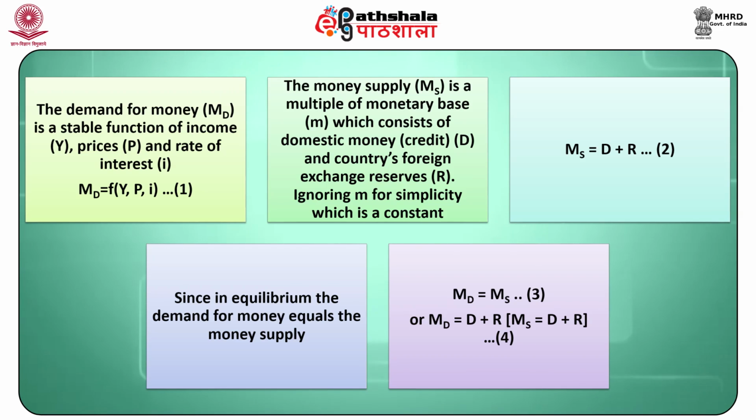Since in equilibrium the demand for money equals the supply of money, therefore MD equals MS, which is equation 3, and therefore we can say that MD, which equals D plus R, as MS equals D plus R. This is given as equation 4.